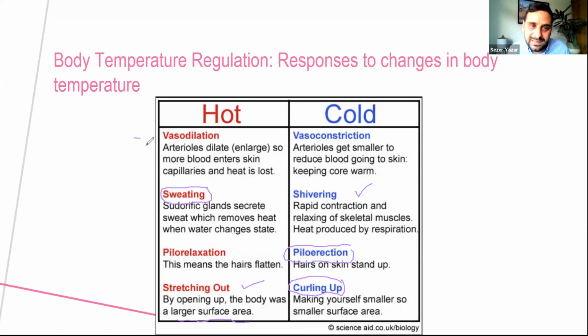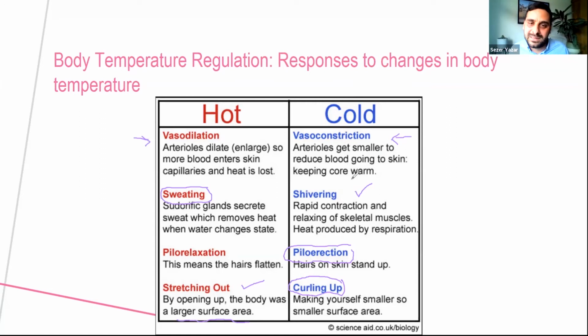There's two other ones here, vasodilation and vasoconstriction, and I think some of you were mentioning blood vessels. So vasodilation, you might see that when you've just come back from the gym, you're really hot and your face has gone all red. That's because your blood vessels have dilated. They're trying to lose heat and cool you down.